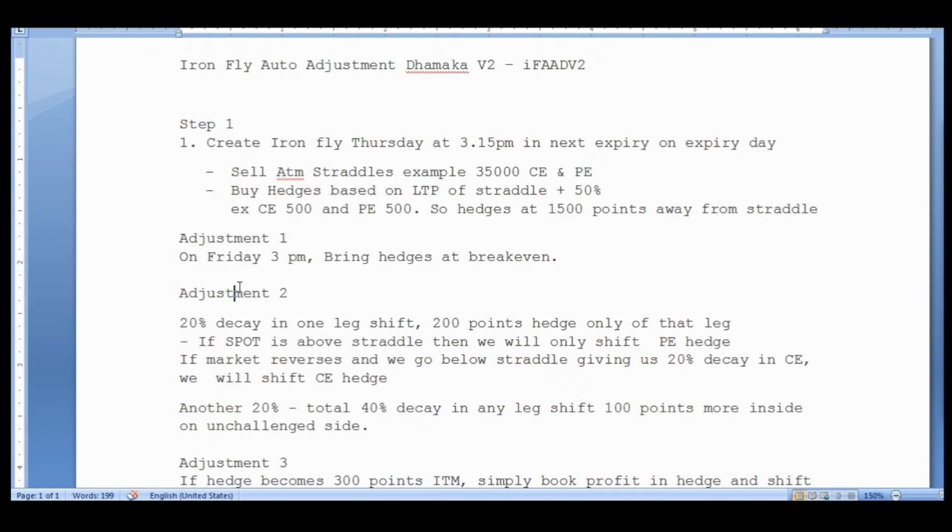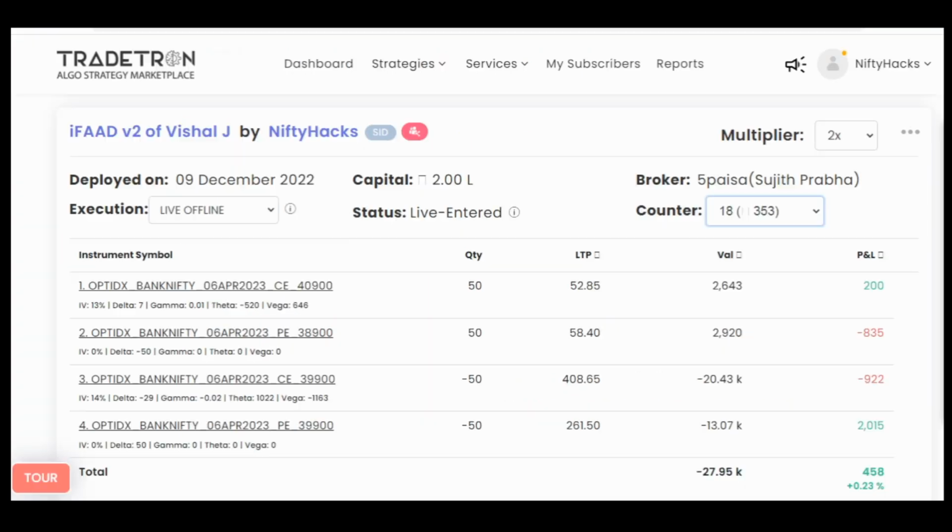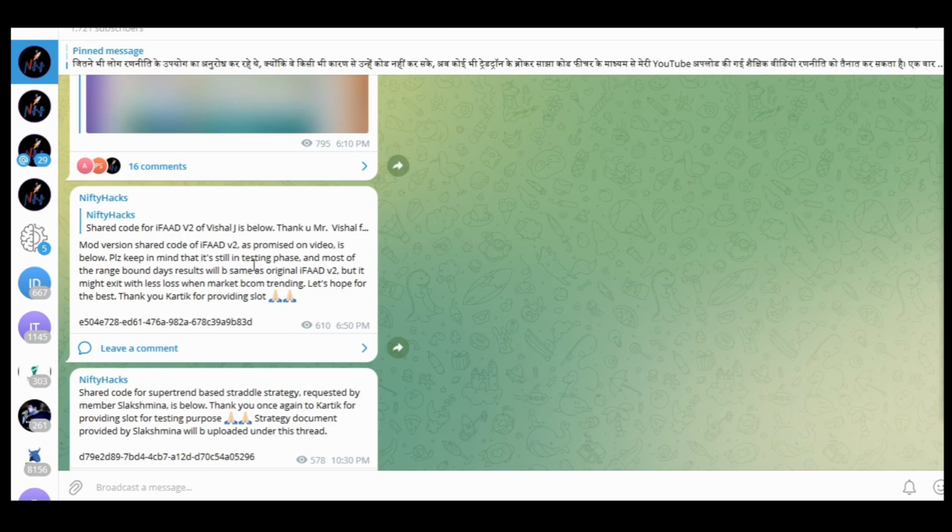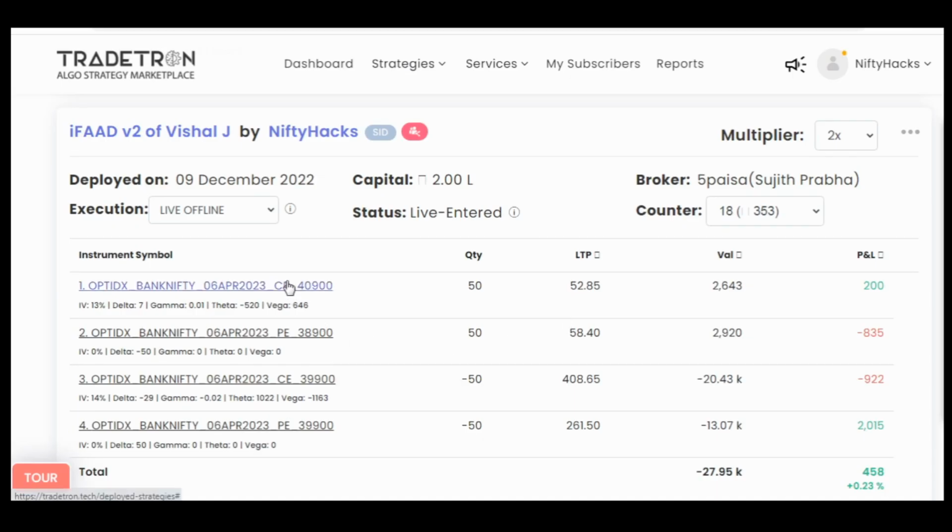So in iron fly we need to be very quick. So I have made one more version where we bring our hedges at break even before the next day 3 p.m. or 2 p.m., right? That share code also I have given, I guess you guys already know. So you can keep this also on the deployment page to compare both the performances, and once it performs well or as per the logic, I'll upload a video of that also, right?